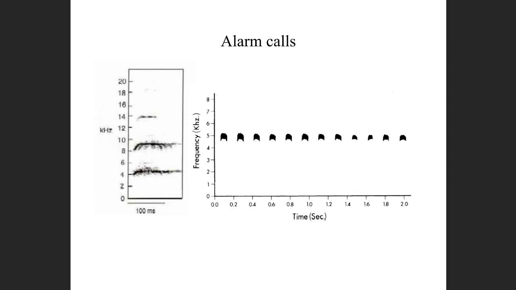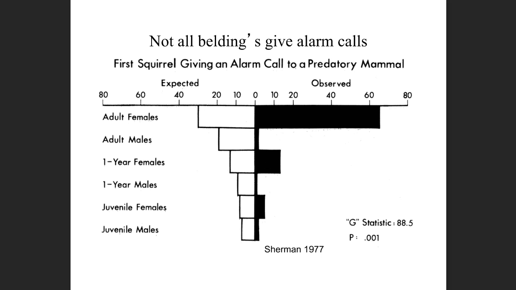So they have a really sophisticated communication system around anti-predator defense. But here's what Sherman found: alarm calls are not given indiscriminately. In fact, they're given more often when the surrounding squirrels, the audience, are closely related. So this was one graph from the study.